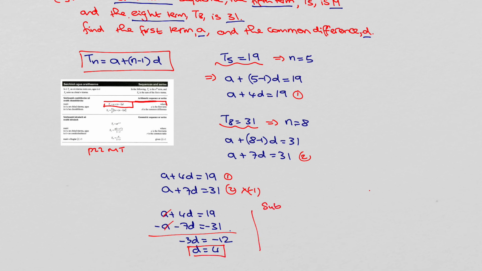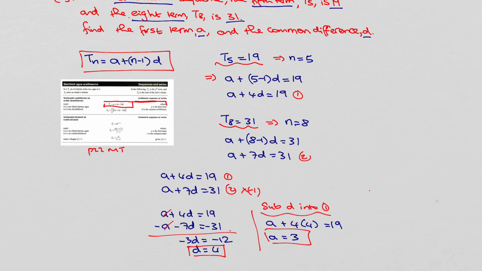I sub D back into A. Sorry, D into 1 I should say there. And therefore that gives me A plus 4 times 4 is equal to 19. So A plus 16 equals 19, so 19 minus 16 is 3. So in other words, our first term is 3 and our common difference is 4.